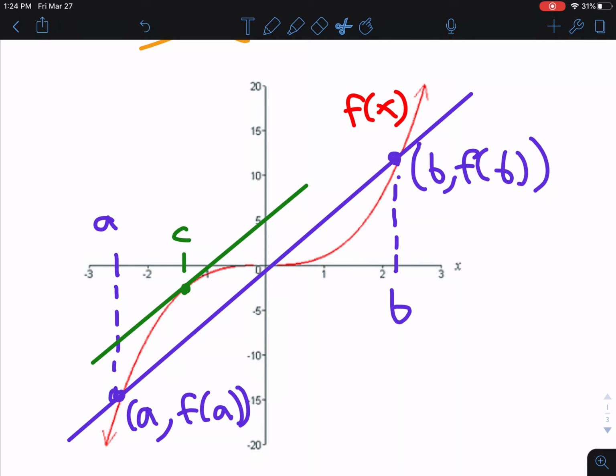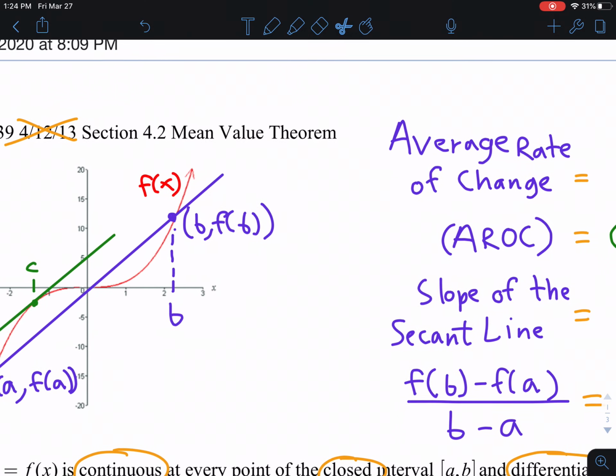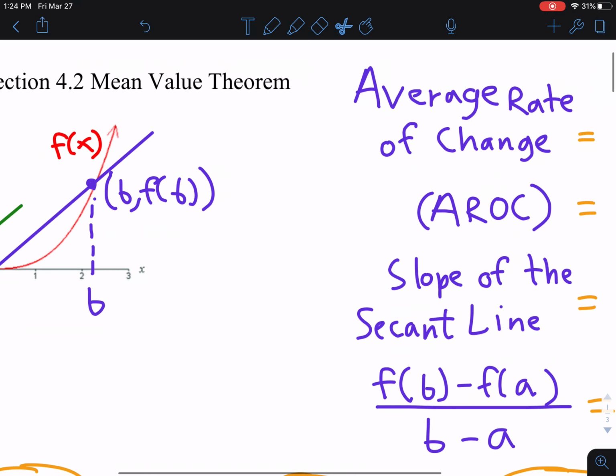So let's talk about this. A couple of things are written off to the side here. In blue, average rate of change. What else do we call that? AROC for short. What else do we call that? Slope of the secant line. How do we calculate the slope? Well, we use our handy-dandy slope formula: y2 minus y1 over x2 minus x1. f of b minus f of a over b minus a.